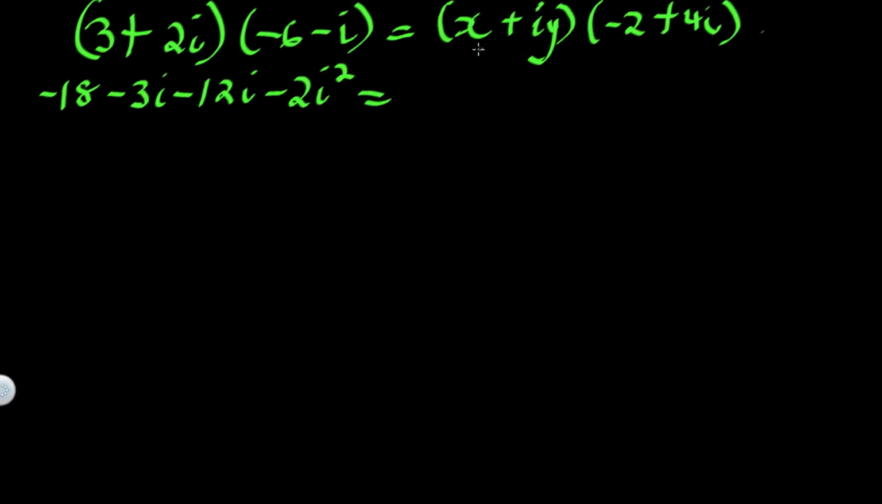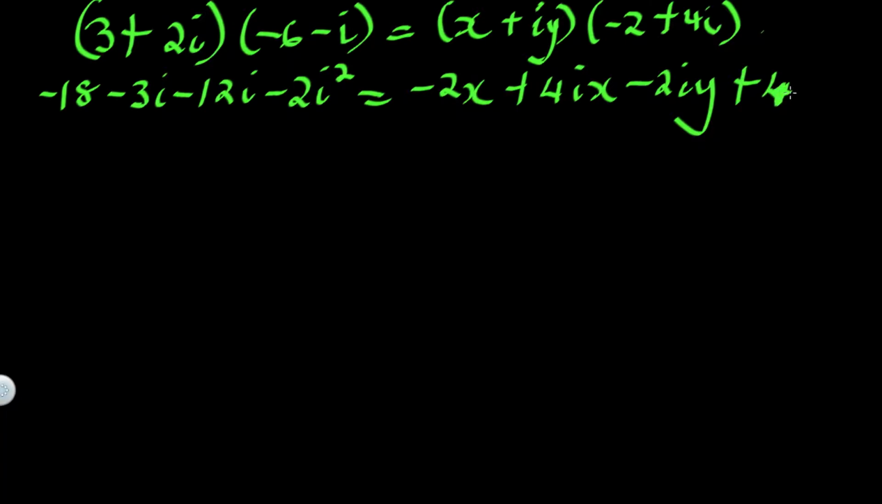This should be equal to x times minus 2, we get minus 2x plus 4ix. And then minus 2iy, and then we have plus 4i squared y. Okay, let us check if we have done everything properly. The multiplication, we're simply using the FOIL method here. Okay, let us simplify.